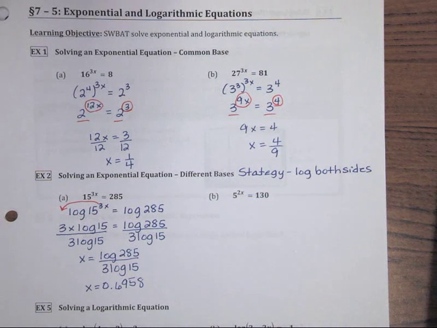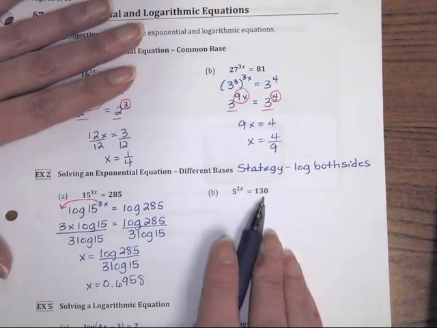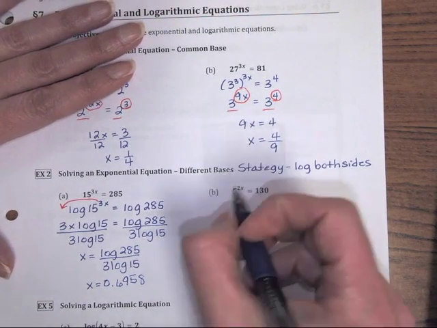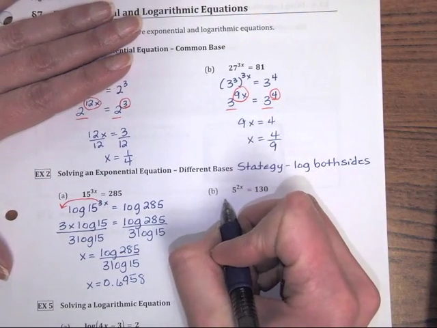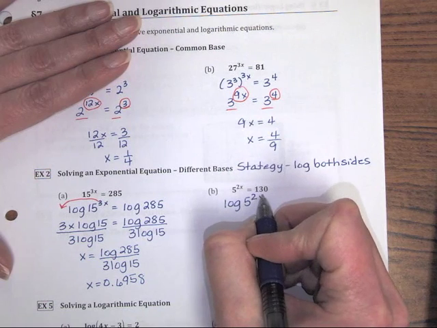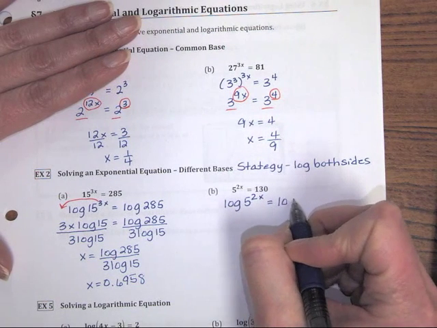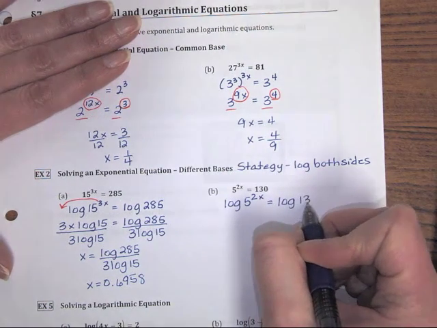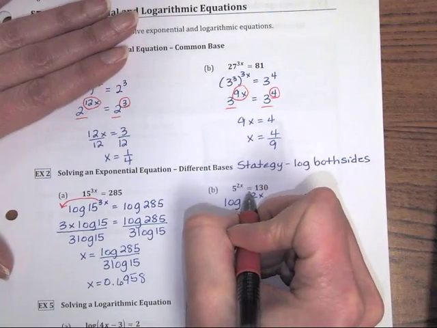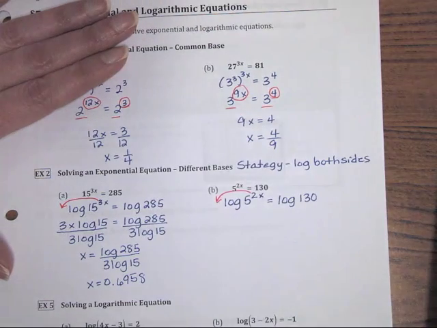Let's do one more of these. Okay? Can't get the same base on both sides. Can't do it. Alright? Take the log of both sides. Log 5 to the 2x power equals log 130. You're going to use law 3 to move your exponent to the front.